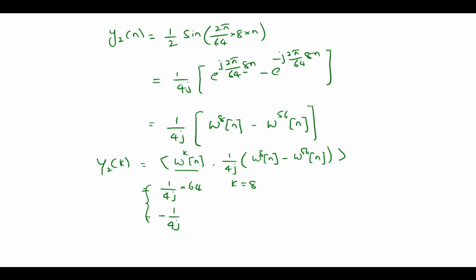So simply here we have the minus 1 by 4j into 64, that is at k is equal to 56. Now see 64 by 4j, which value is minus 16j, which is at k is equal to 8. Then the minus 64 by 4j, its value is plus 16j at k is equal to 56. And this is the second one.